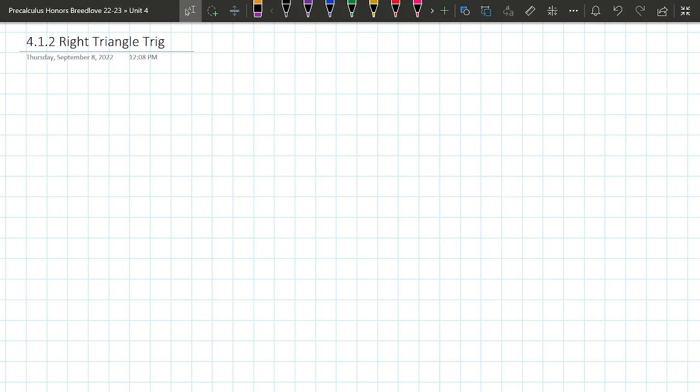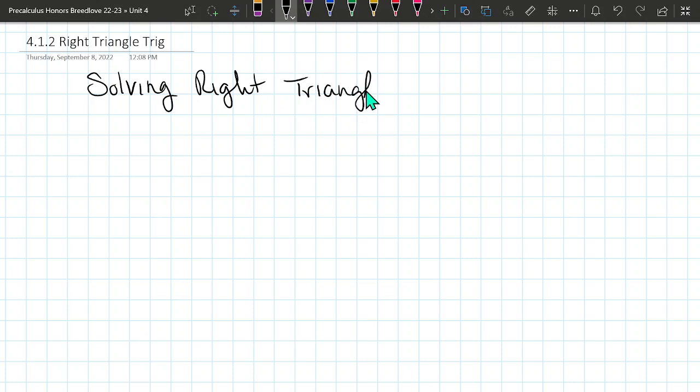All right, so this is 4.1.2, and we're solving right triangles. And for the first part, we're solving right triangles for length, for a missing side. And this is when we use trig.